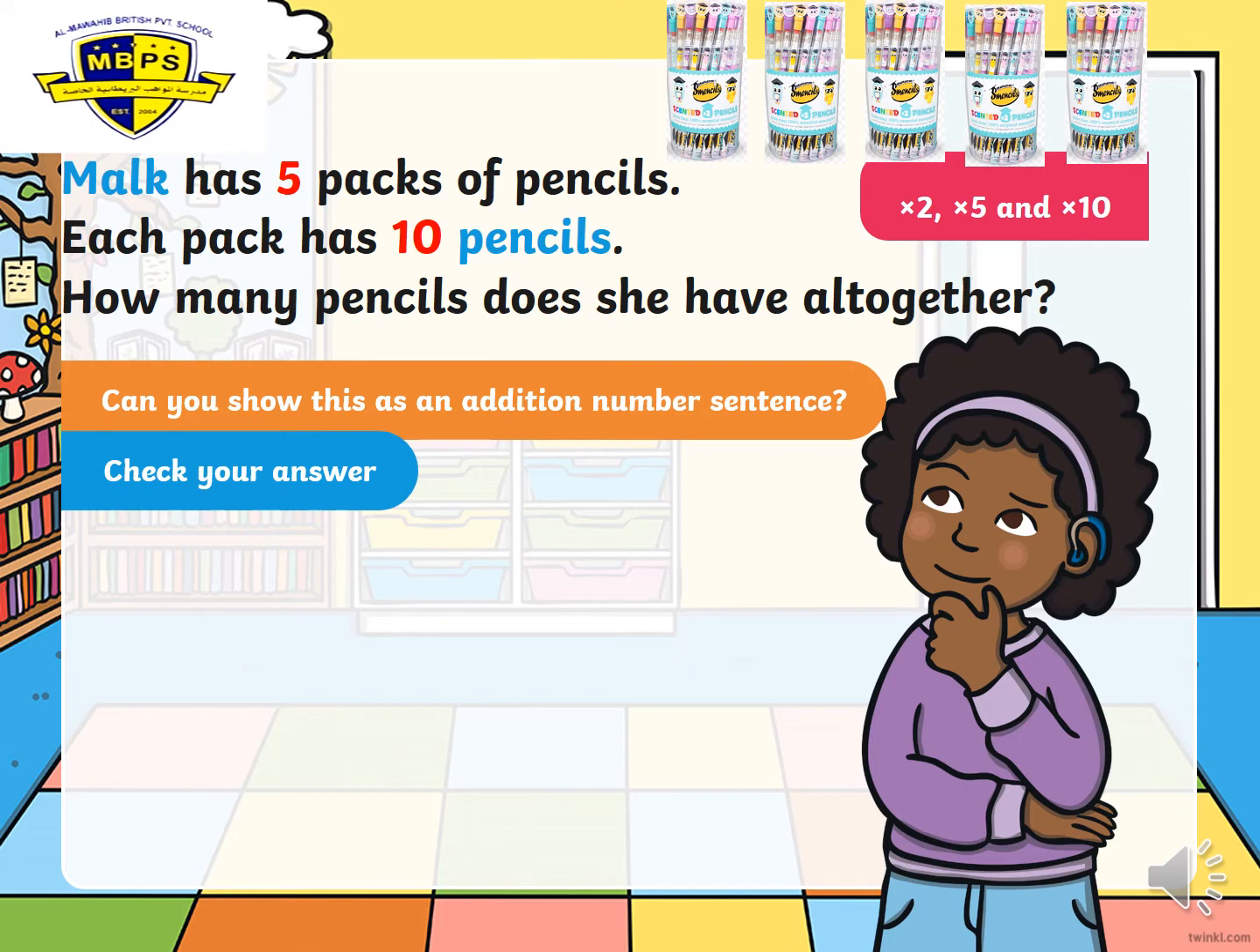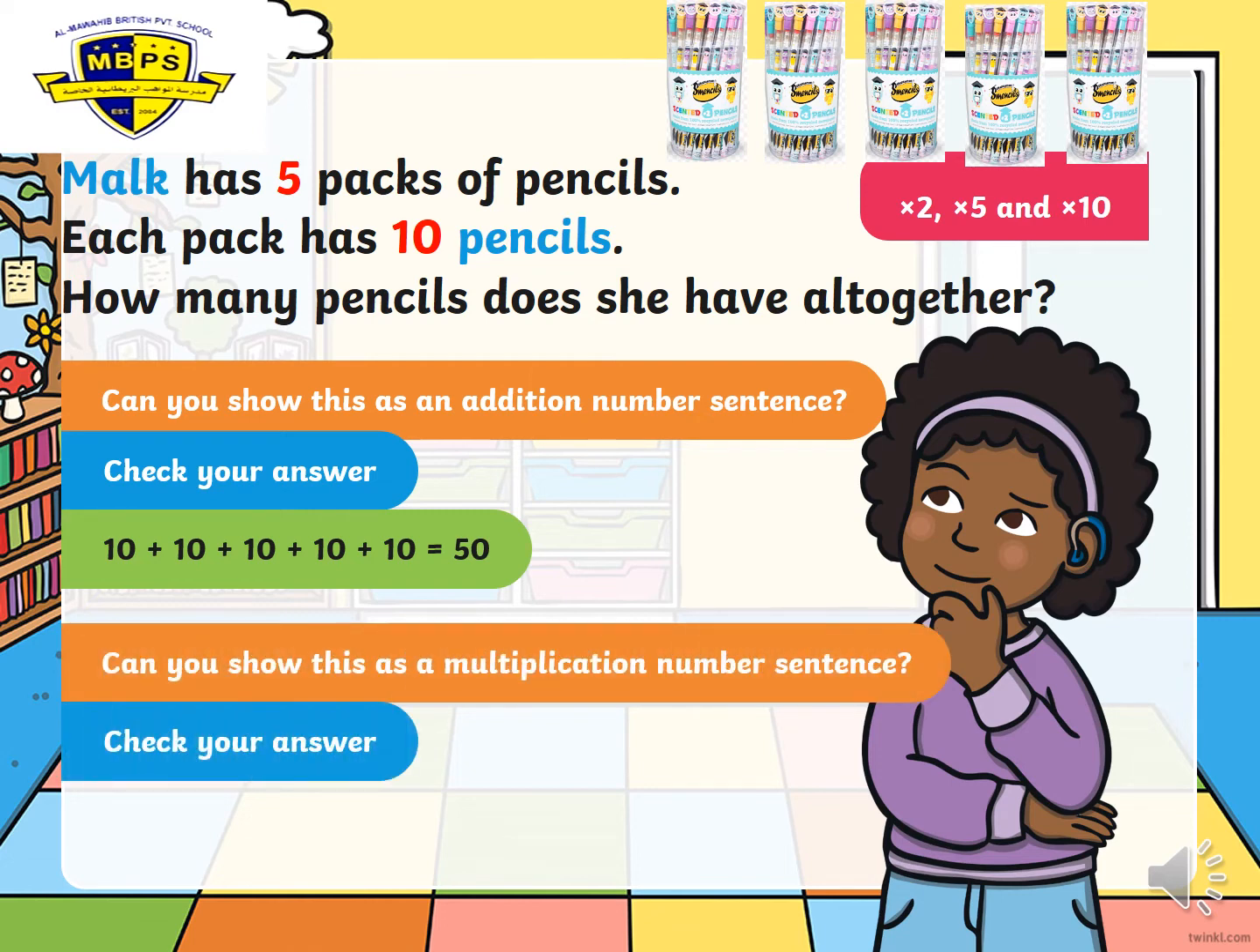She has 5 packs of pencils. In each pack we have 10 pencils. Then you are going to repeat number what? Very good. You will repeat number 10. 10 plus 10 plus 10 plus 10 plus 10, skip by 10, equals 50.